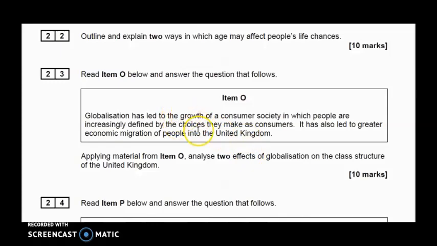And using those hooks, you have got to apply your own knowledge and understanding, showing how globalisation has led to this and how it then impacts on the class structure of the United Kingdom. And again, here it's been very specific to the United Kingdom, so if you're writing about another country, it will not be credited.